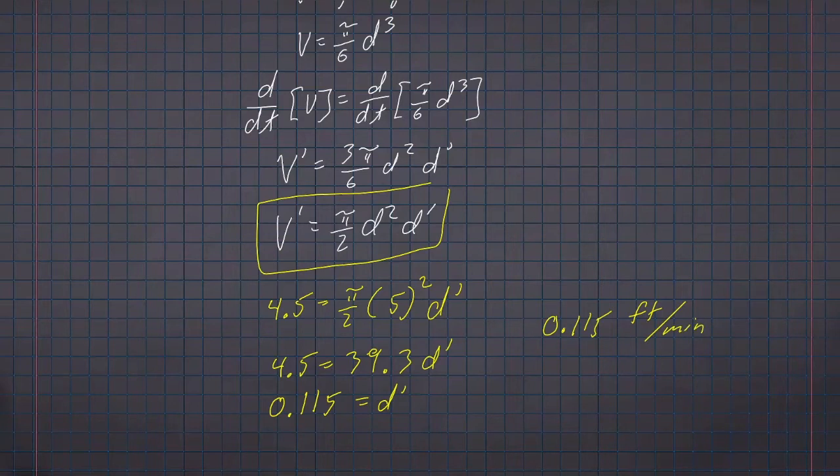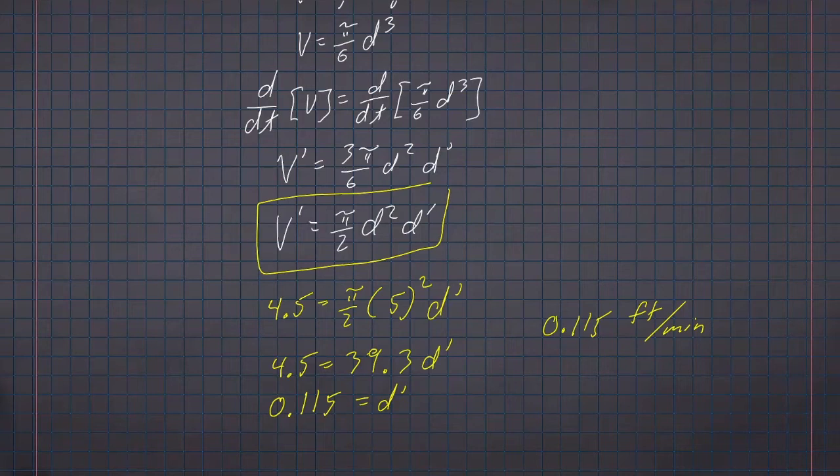At the point when the diameter passes 5 feet, we are pumping 4.5 cubic feet per minute into the balloon. We have units of feet and minutes going on, so we know that this result, 0.115, is in feet per minute. 0.115 is about 1/9 of 12, which is about 1 1/3. So about 1 1/3 inches per minute is the rate at which the diameter of the balloon is increasing at this point.